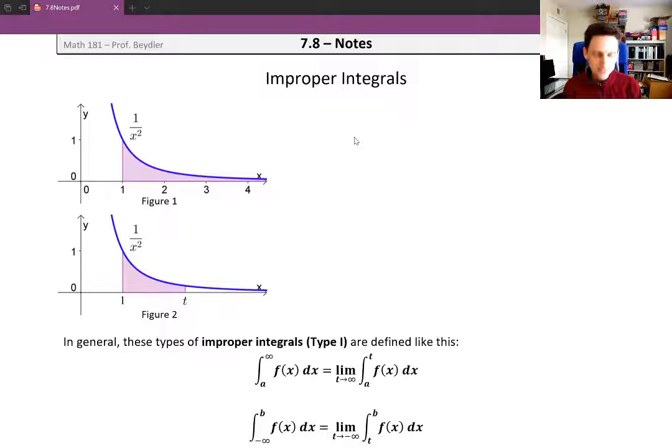But how can we do this? I mean, we can't just plug in infinity. That's not really a number. So when we go to plug in our limits of integration, how do we deal with the infinity? Well, just like we dealt with infinity in the past, we did it with limits.